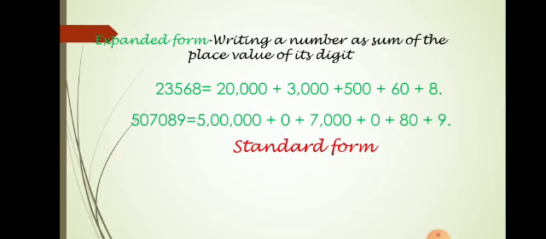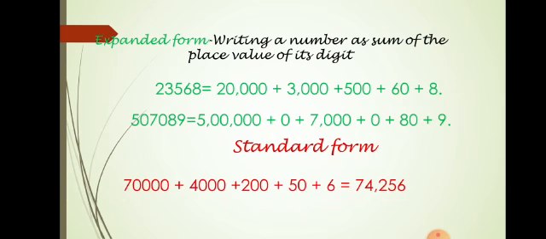Standard form. In a standard form, we will write only the digit on its place. Here I have taken the example 70,000. So I will write only 7 on the place of 10,000. 4,000, so I will write only 4 on the place of 1,000. 200, 2 on the place of 100. 50, 5 on the place of tens and 6 on the place of ones. Here we will not write any 0 with the digits.